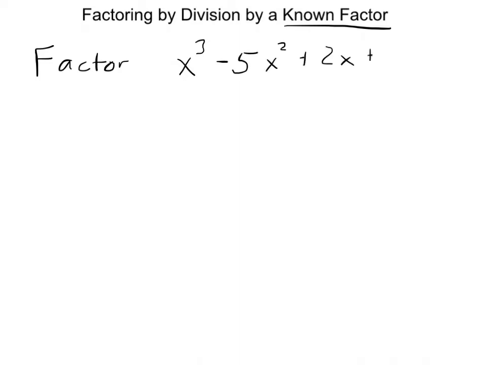So the method that I'm talking about today is called factoring by division by a known factor. What that means is that there's a certain style of problem where if you already know one factor, it makes it easy for us to factor the rest of the problem. For instance, if I asked you to factor x cubed minus 5x squared plus 2x plus 8, given that x minus 2 is a factor.